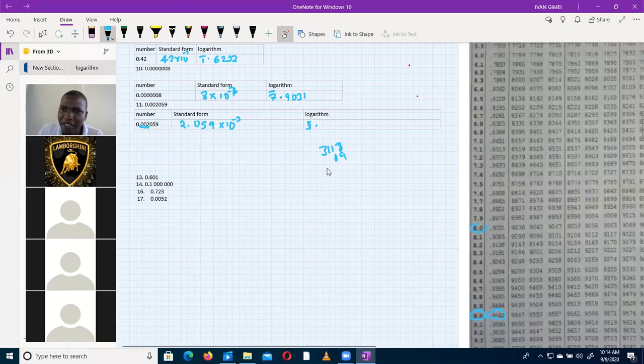So we add. This gives me 7. I carry 1. This gives me 3. This gives me 1. This gives me 3. So that means that is the same as 0.3137. I leave out the 0, just carry the 3137. That's what I get as the logarithm of 0.002059. That's what you do using a table.